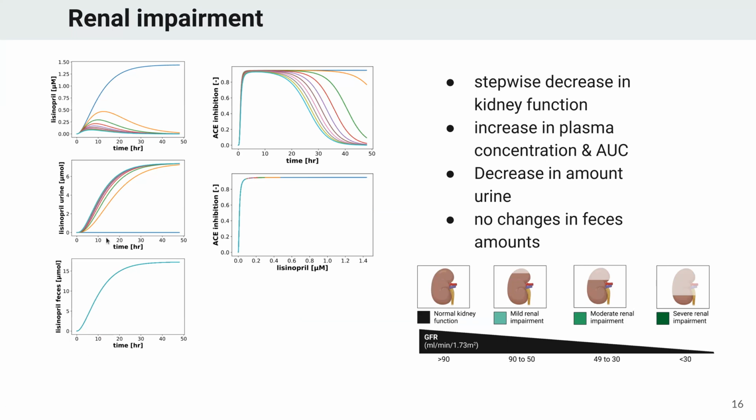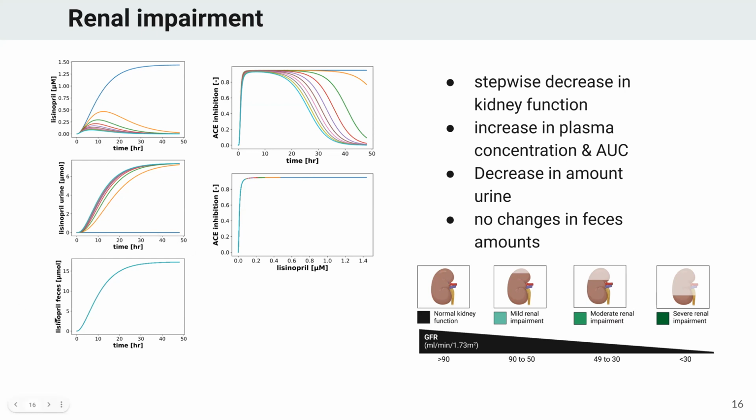With the model, we can simulate things like renal impairment. For instance, here is one of these scans where we just decrease the kidney function in a stepwise manner. And what we see is, the lower the kidney function, the higher the plasma concentrations, and the longer it takes for everything to be out in the urine. And if we completely inhibit the kidneys here, then we can see the lisinopril just can't leave the system anymore. Like I mentioned before, the renal excretion is the only way out of the body for lisinopril. And then we see that basically nothing is appearing in the urine.